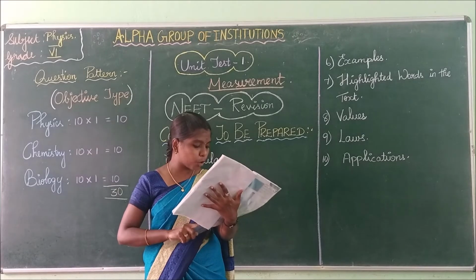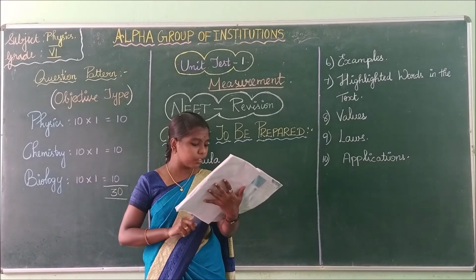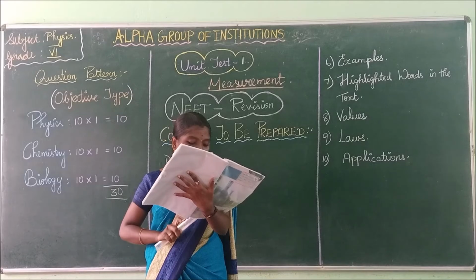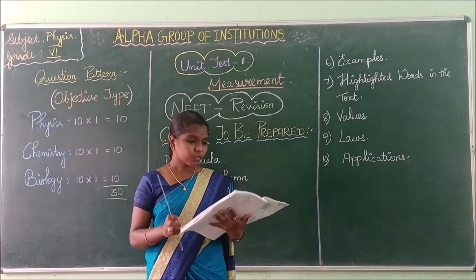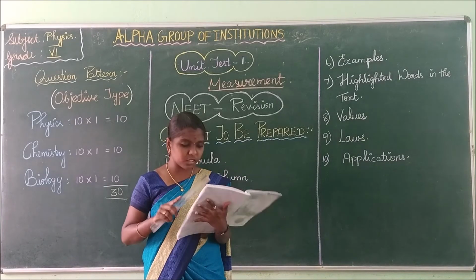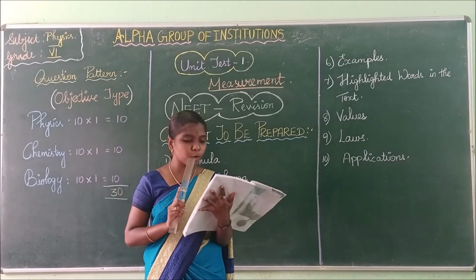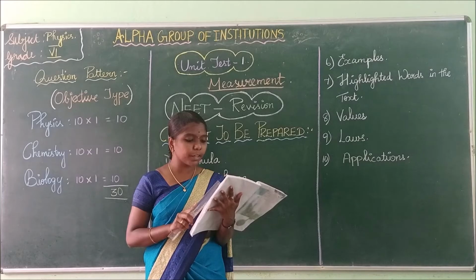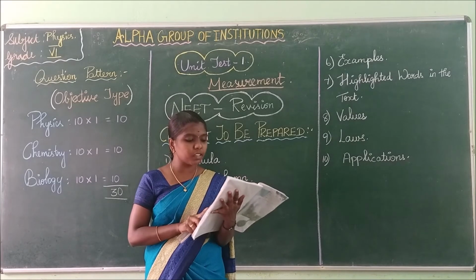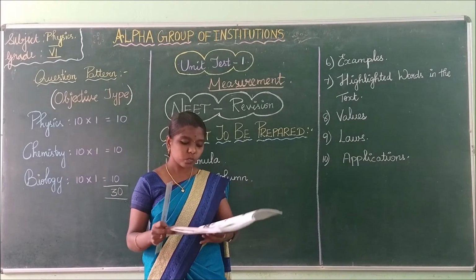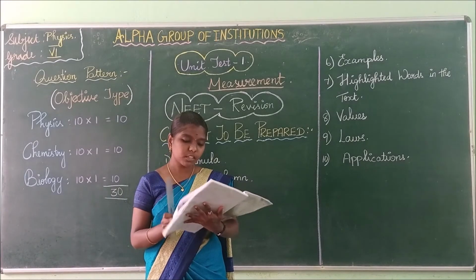Next, strong nuclear force binds protons and neutrons in a nucleus. Underline the words protons and neutrons. Yes. See the next page, page number 8. Weak nuclear force appears only in certain nuclear processes such as beta decay. Underline the words beta decay. Have you all underlined? Yes.